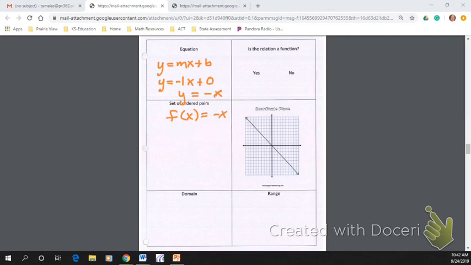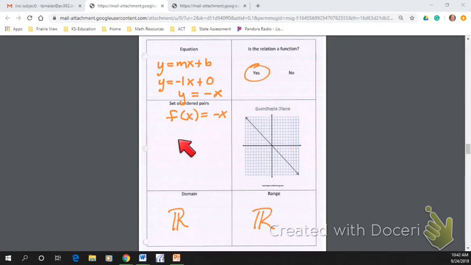Okay? All right, so we said yes, it's a function. And my domain and my range. Okay, script R. Forever left, forever right, forever up, forever down. All diagonal lines have a domain and range of script R, providing it goes on forever.